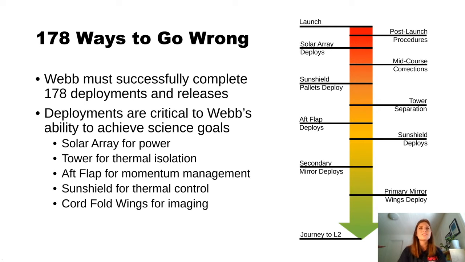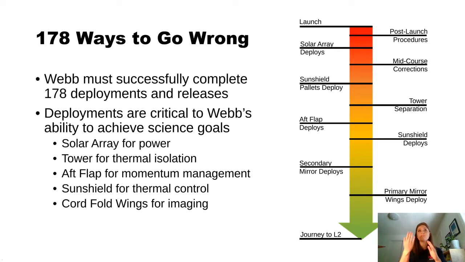And these deployments are also critical to Webb's ability to achieve its science goals. Each of these deployments has a specific purpose. The solar array, for instance, provides power. The tower is used for thermal isolation. The aft flap is used for momentum management. The Sunshield is used for thermal control, which we'll get into later. And the cord fold wings are used for imaging.